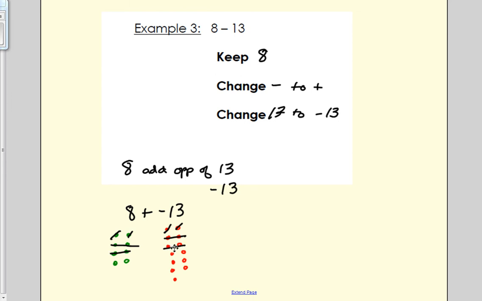You only cancel if they're opposites. If I had all negatives here, I'd just add them together. But since I have opposites, my opposites cancel out. Now that leaves me with 5 reds, which is negative 5 represented. Okay, so there's a difference then between 8 minus 13 and 8 minus negative 13. 8 minus 13 means 8 and the opposite of 13, which is negative 13.